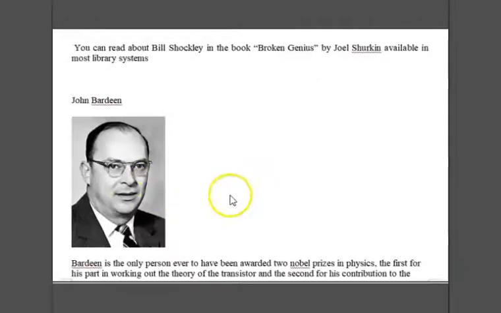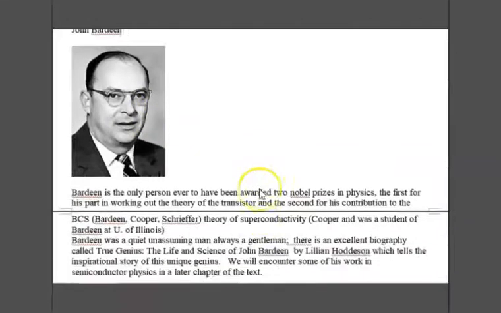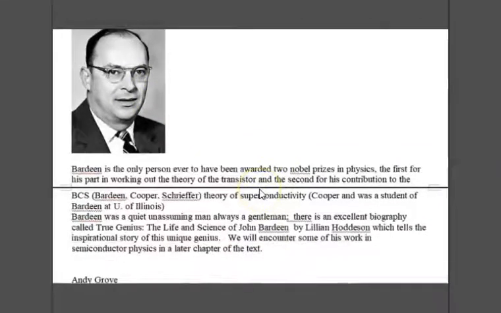Of the three, this is my hero, John Bardeen. Bardeen is the only person to ever win 2 Nobel Prizes in physics. There have been a number of people that won 2 Nobel Prizes. Fred Sanger is one. Linus Pauling is another. Linus Pauling won a Nobel Prize in chemistry and in peace, which is kind of unique. Linus Pauling is a very, very interesting guy.